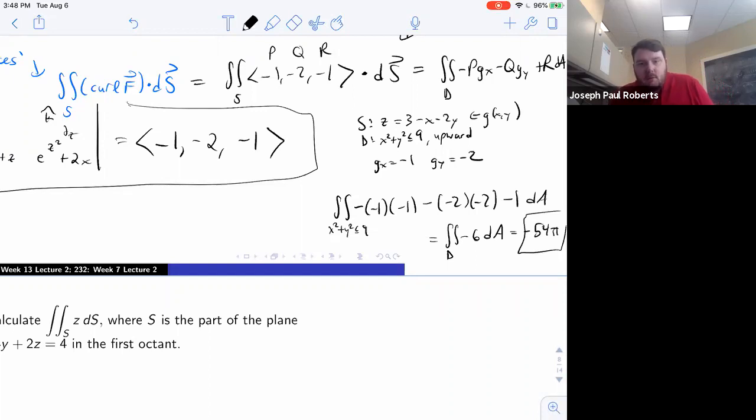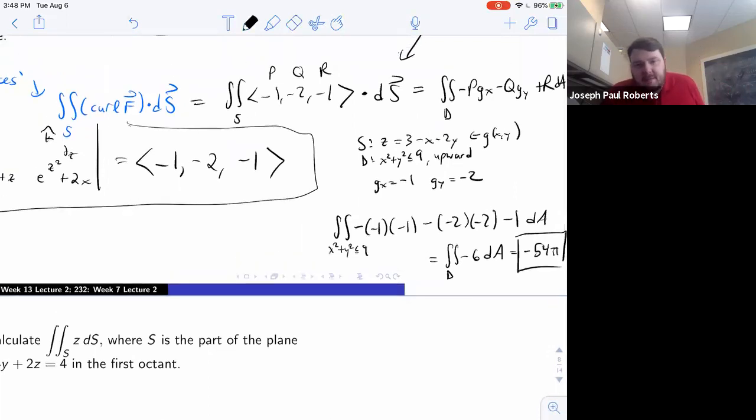And you could set up this double integral in polar coordinates, but why do that when you know the area of this disk is pi 3 squared? So the double integral of minus 6 is negative 6 times the area, so you get minus 54 pi.